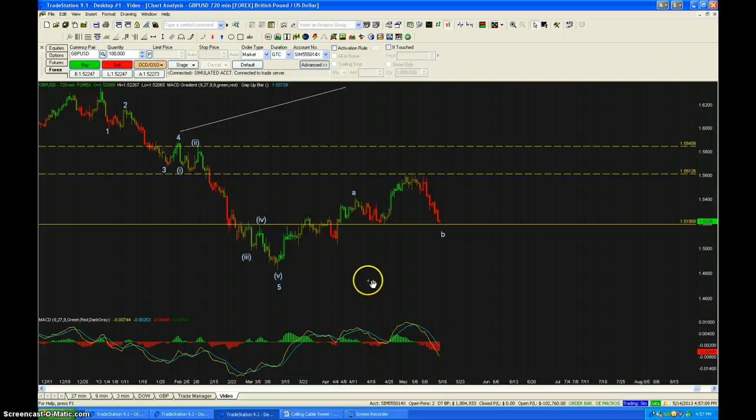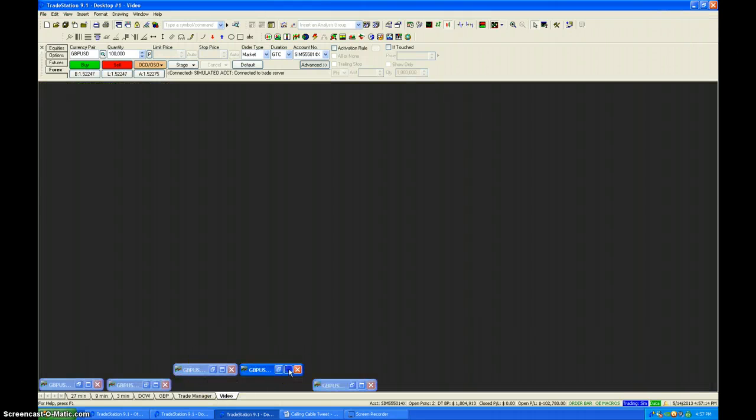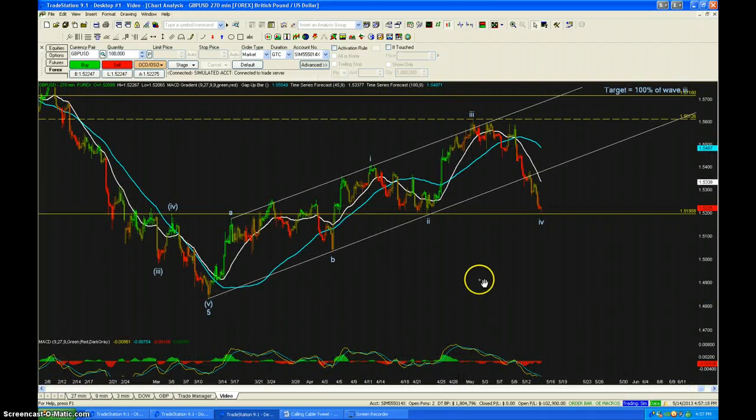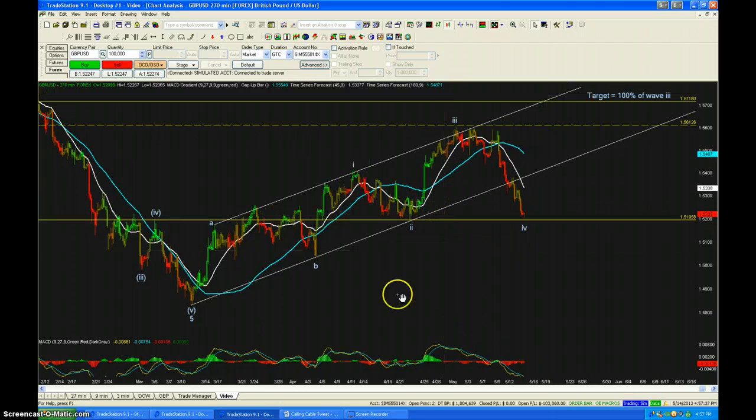Alright, so since the last video, the top count that I was working was an E wave of a multi-year triangle, and I was counting it as such, as you see right here, A, B, 1, 2, 3, 4, and this C wave was going to be an expanding diagonal.